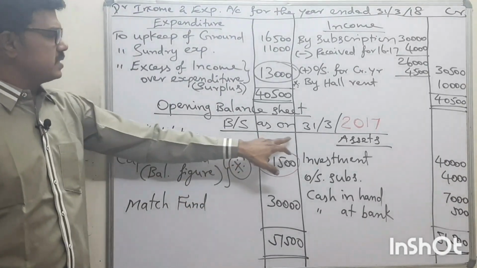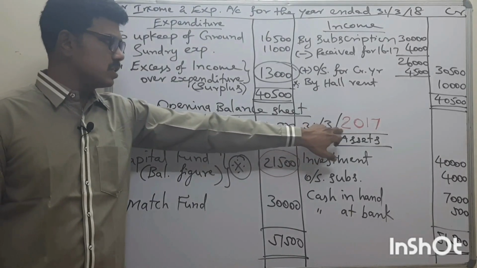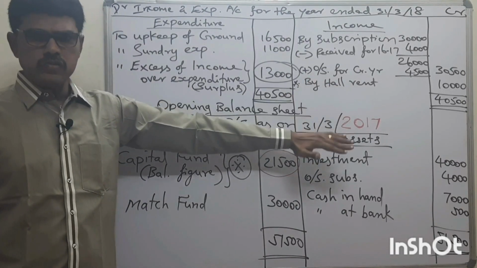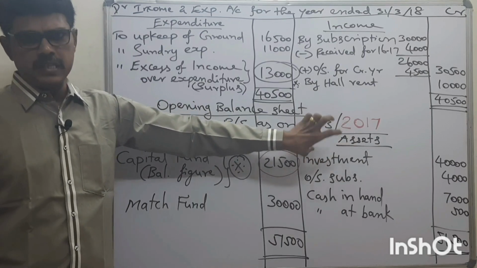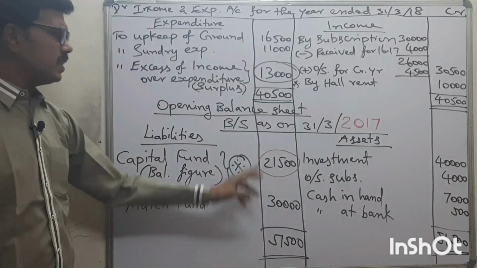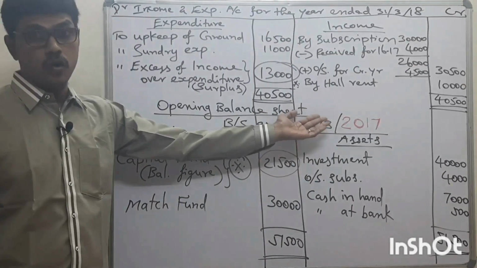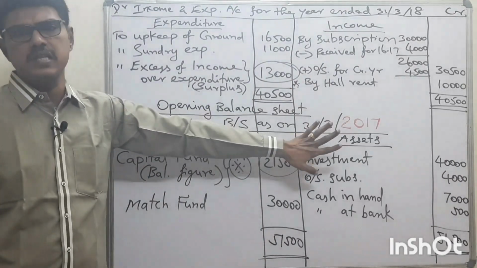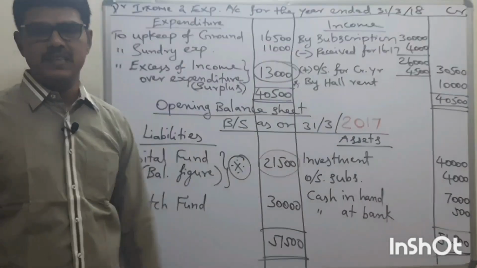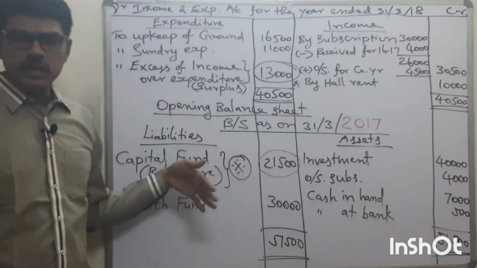Balance sheet as on 31st March 2017. We want to prepare only the 2018 current year balance sheet. As the capital fund is not available, we are preparing the previous year balance sheet, 31st March 2017 or 1st April 2017. 31st March means previous year closing, 1st April is the opening. That's all. No other value in the closing and opening will change.